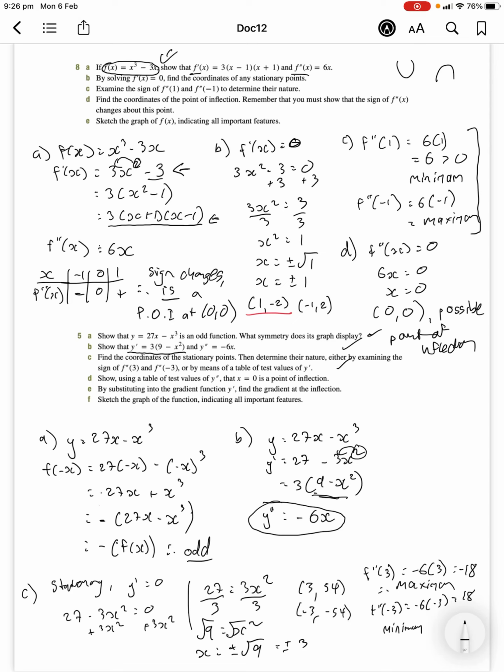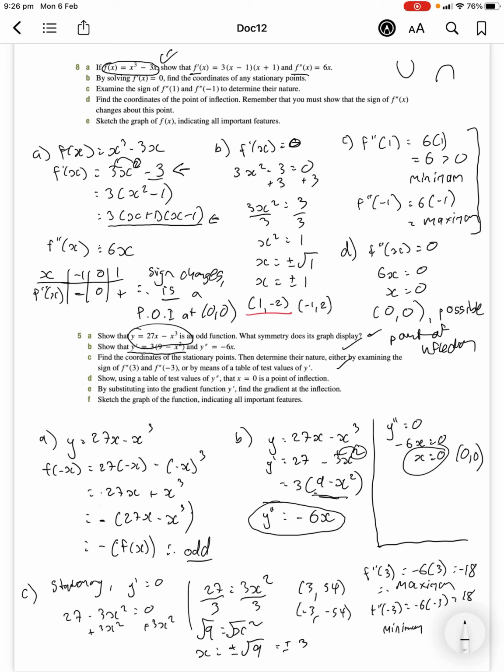Now what we need to do is show that there is a point of inflection. To find a point of inflection, we solve when the second derivative is equal to 0. So that's negative 6x is equal to 0, x is equal to 0. Substitute the x value into my original equation to get the y value, which will be 0. 27 times 0 is 0, minus 0 cubed, 0, so 0.